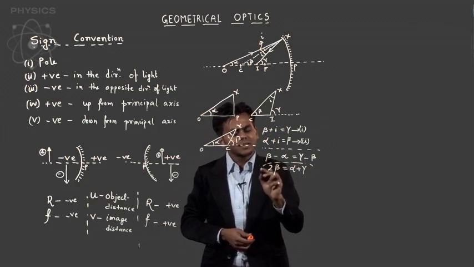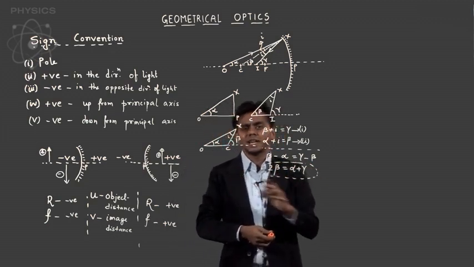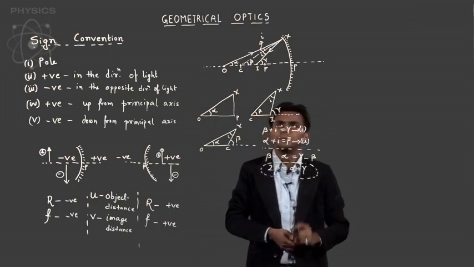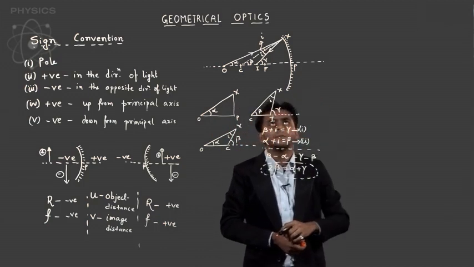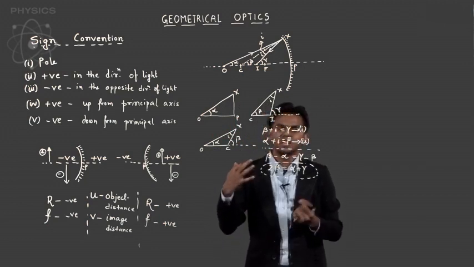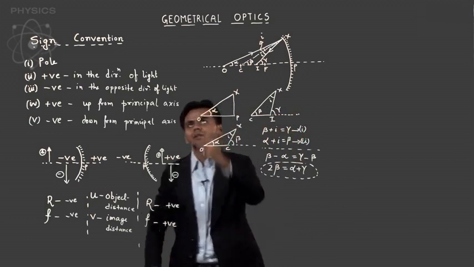Now I know that these angles alpha, beta, gamma are all small angles. Why? Because I have taken the aperture to be very small. And there's one more term which comes along with the small aperture thing, that is paraxial rays.